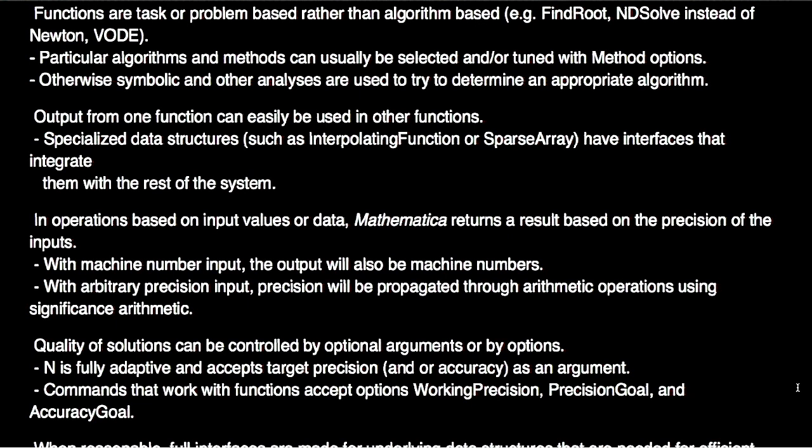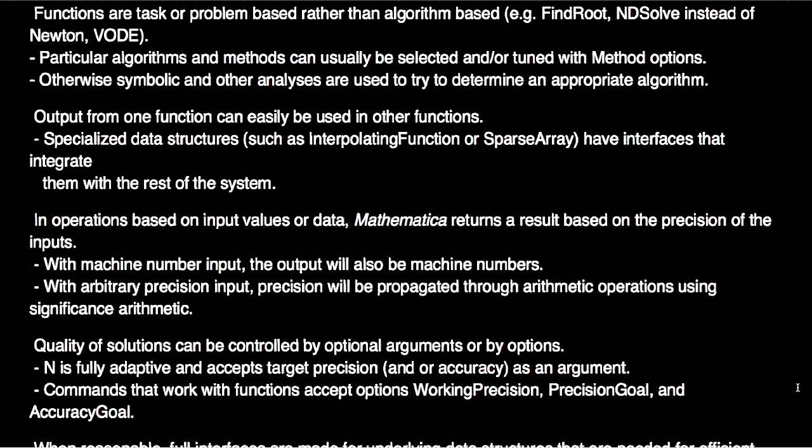In operations based on input values or data, we try to return a result based on the precision of the inputs. So if you give a number with 20 digits, some computation will come out, and maybe the result will have 18 digits. In many cases, those 18 digits will be based on how much precision was in the input and how much was lost in the arithmetic. Now, there are exceptions, and I'll show that. But typically, if you give exact in, you'll get exact out. If the symbolic computation is done, approximate in, approximate out, according to how approximate it is.